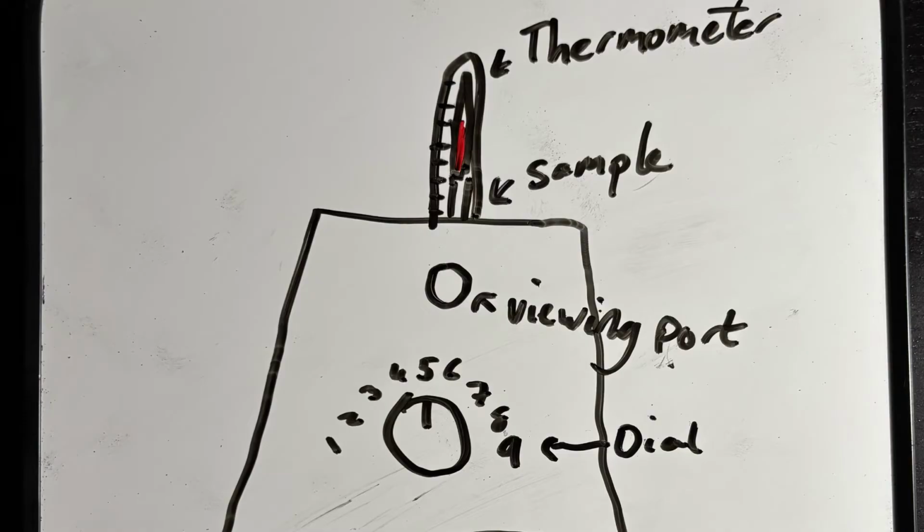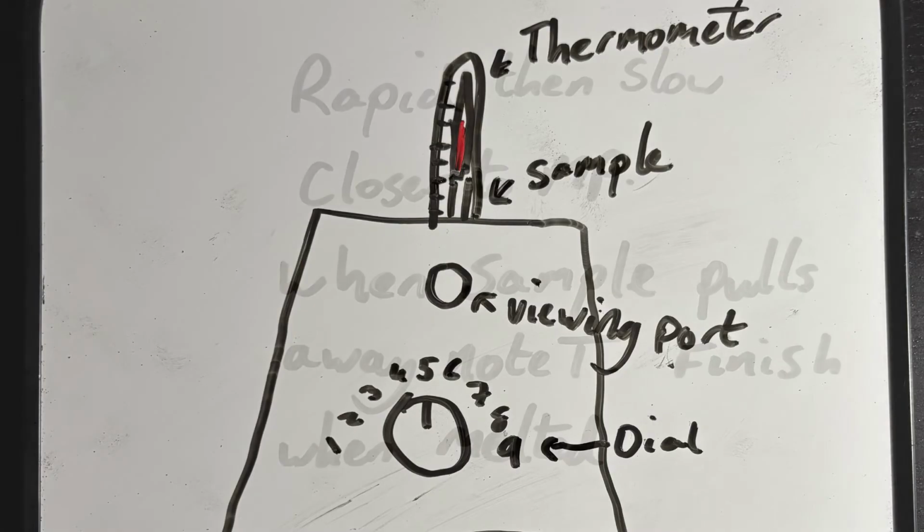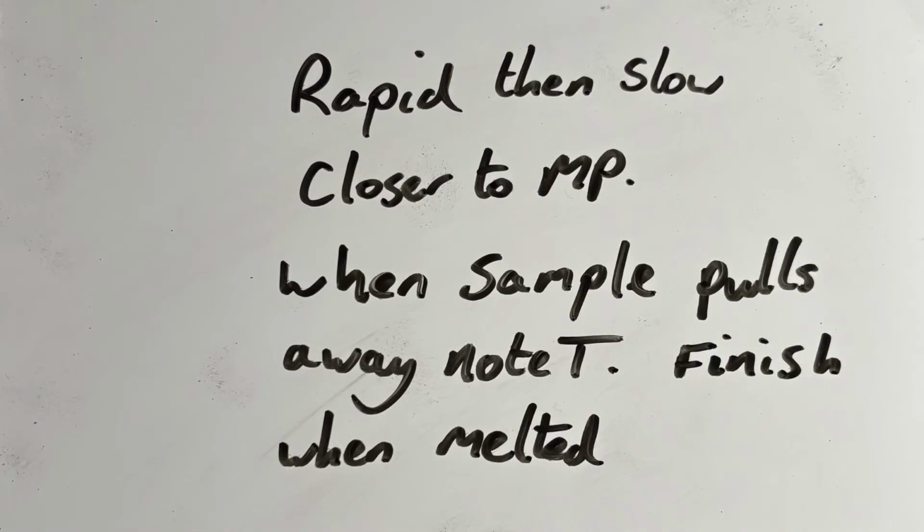So you put your sample into the apparatus, you look at the thermometer, you turn the dial all the way up so you're on rapid heating mode, and then when you get close to your melting point, you're going to turn the heat way down, and you're going to look through the viewing port. And then when the sample starts pulling away from the sides of your container, you're going to note the temperature, and you're going to keep noting the temperature until it is completely melted.